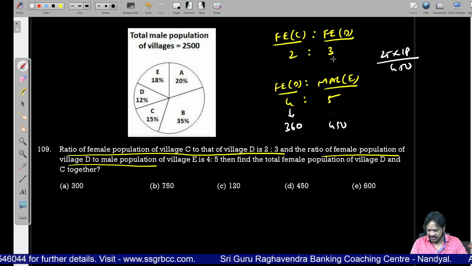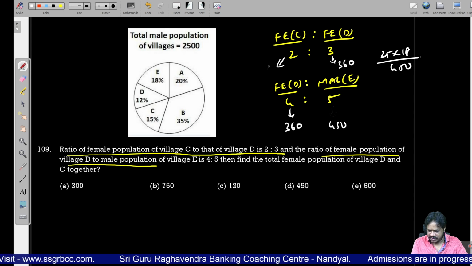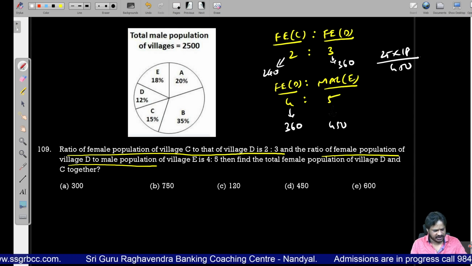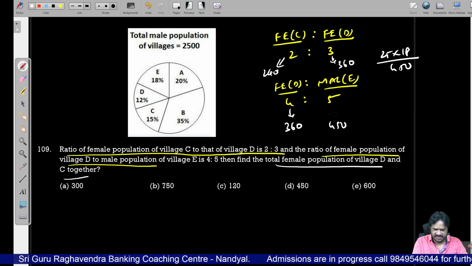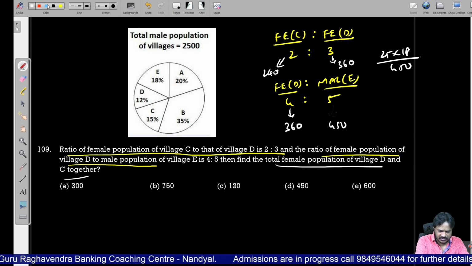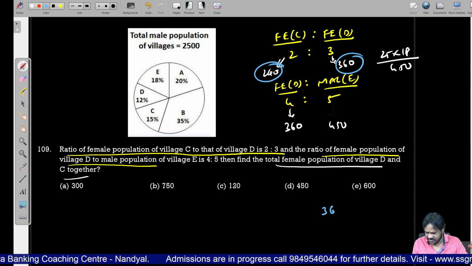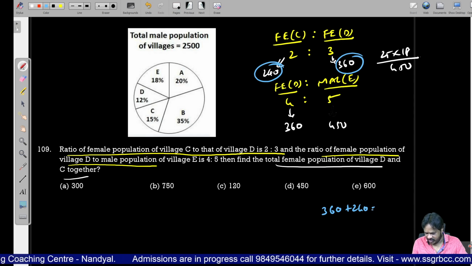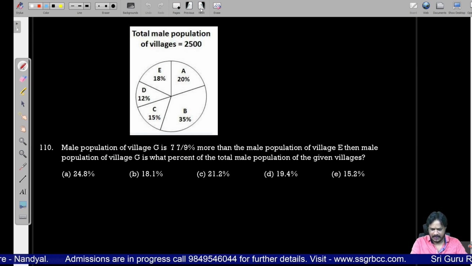Then here, the female population of D: 3 parts equal to 360, so 2 parts will be equal to 240. Now we want the total female population of D and C. That means 360 plus 240. The answer is 600. Option 5. Next question.